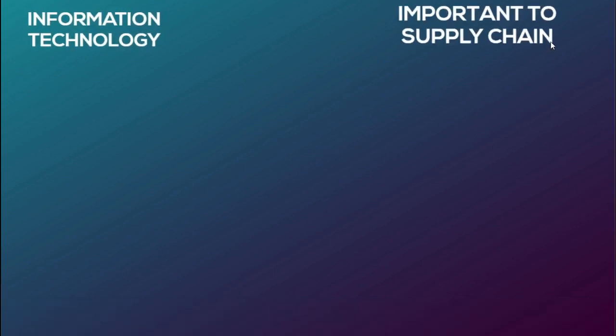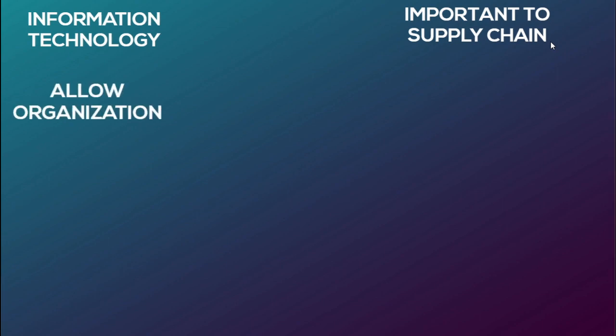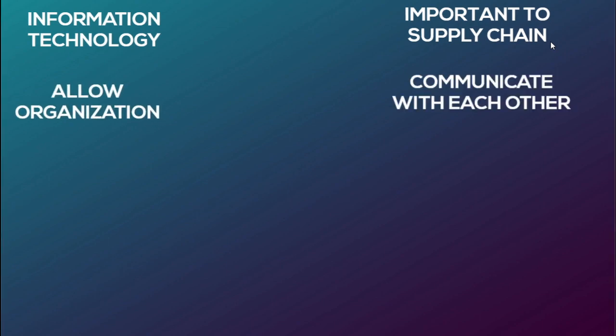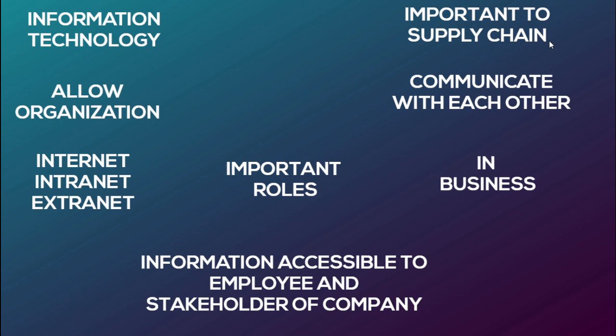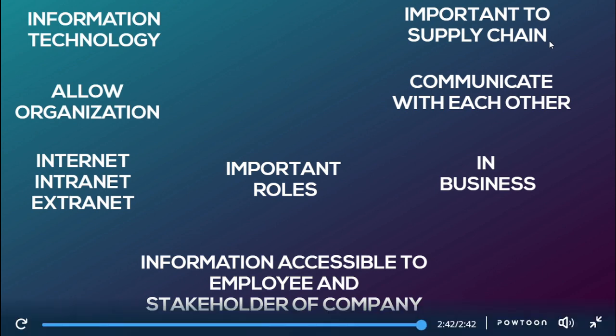In conclusion, information technology is very important in the synchronous supply chain in allowing organizations to communicate business information and collaborate with each other. In addition, the internet, intranets and extranets play an important role in a business to ensure that information is accessible to employees and stakeholders of the company.